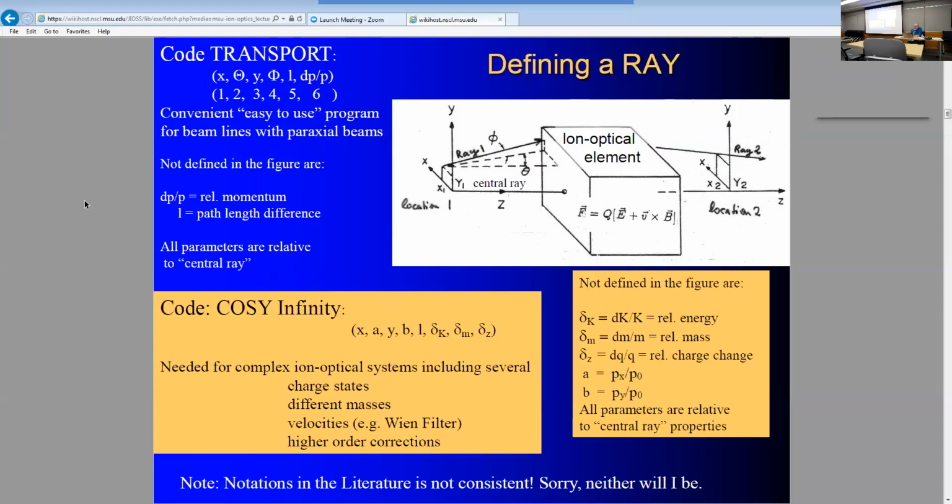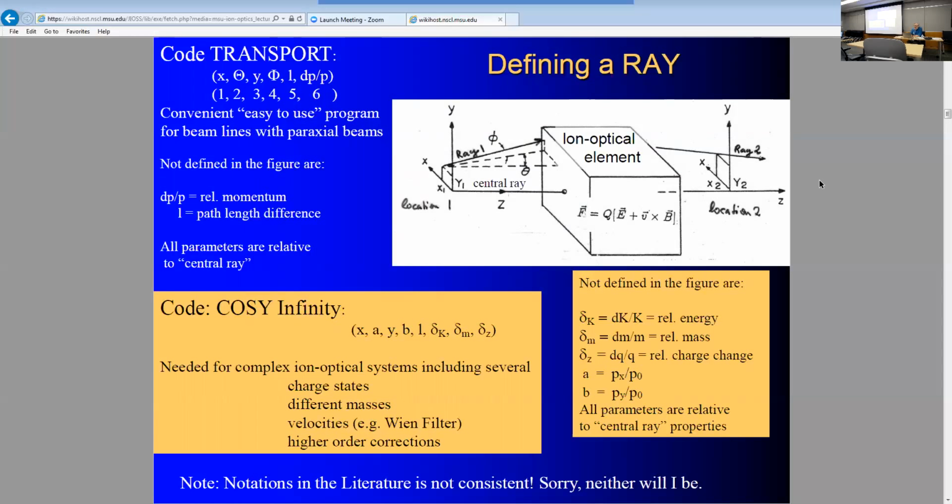So a ray which traverses the location 1 plane is x, then you have the angle theta horizontally, and y is vertically, and L is a parameter which we are not dealing much with unless you come into timing questions. It is the difference of the central ray to the actual ray, the length difference, and of course that can be converted via the velocity into the time difference. Delta P over P is the last one, of course not represented here.